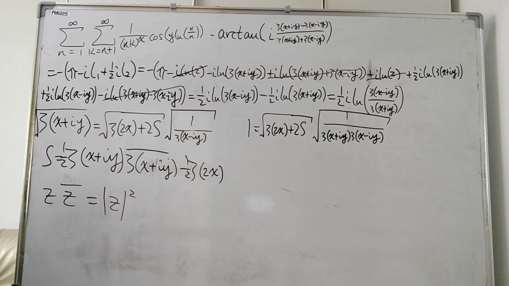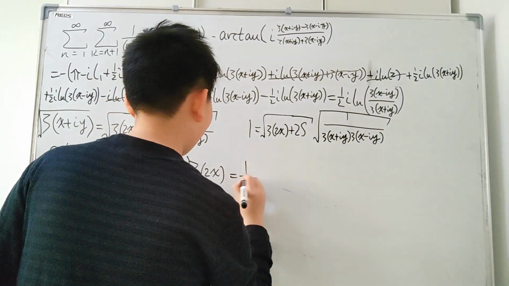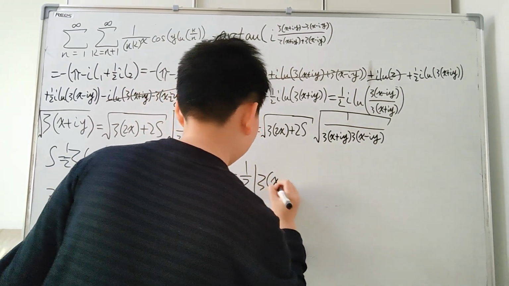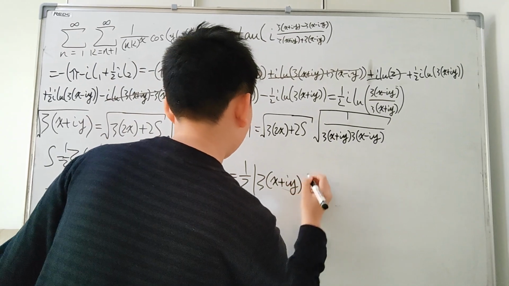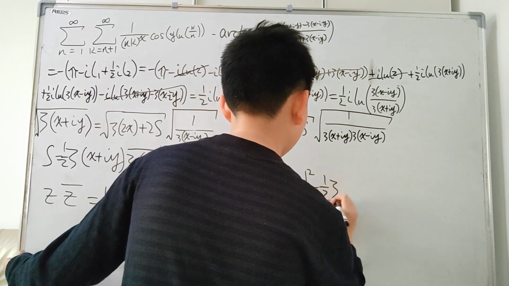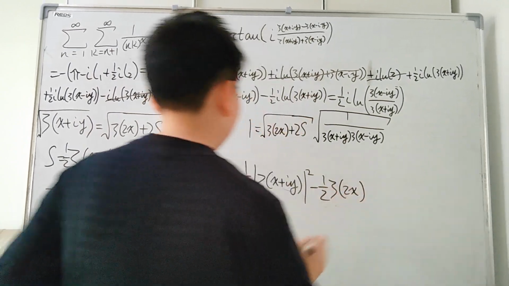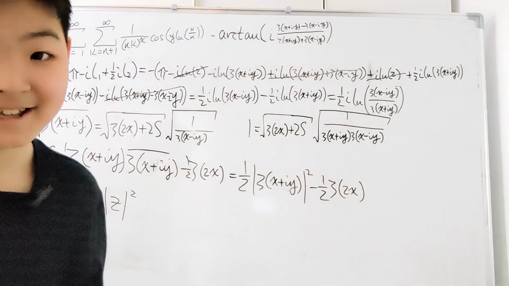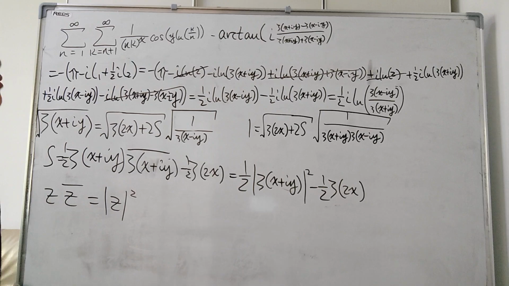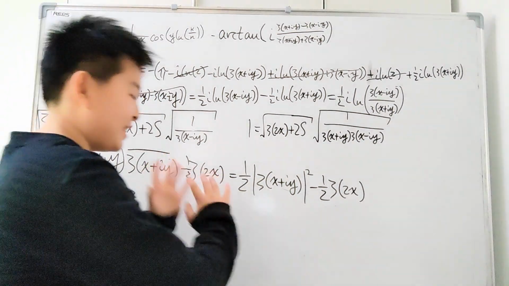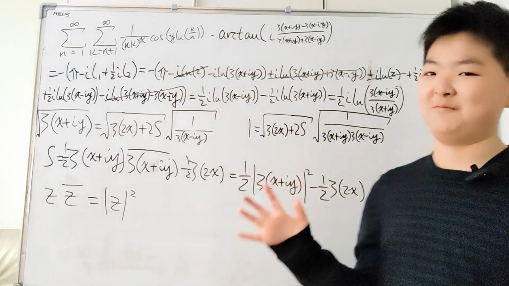So in the very end, we have our final solution: 1/2 the absolute value of zeta of x plus iy squared, minus 1/2 zeta of 2x. And what a delightful ending. This is over 1 hour of work, at least that's what my camera is saying, just to arrive at this series. And this is genuinely awesome.